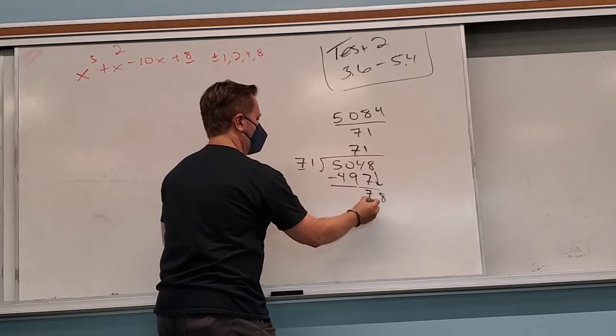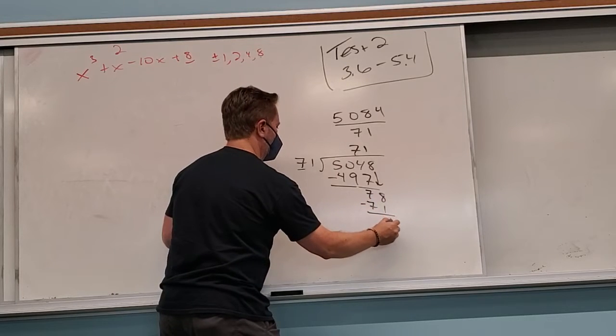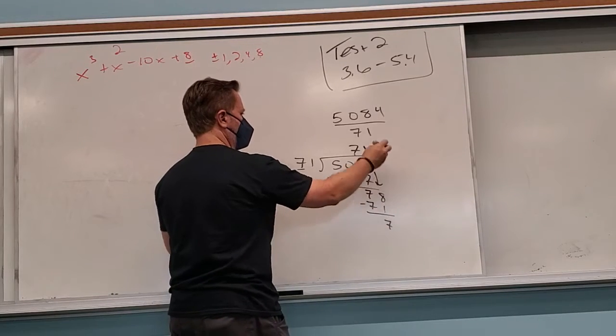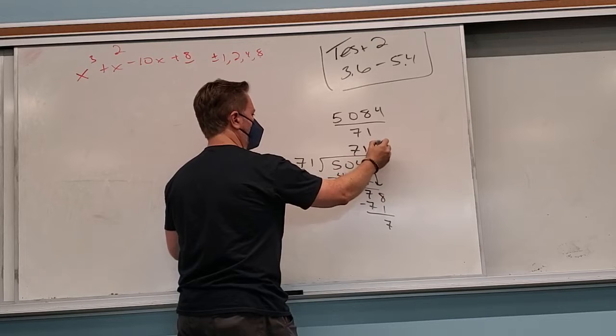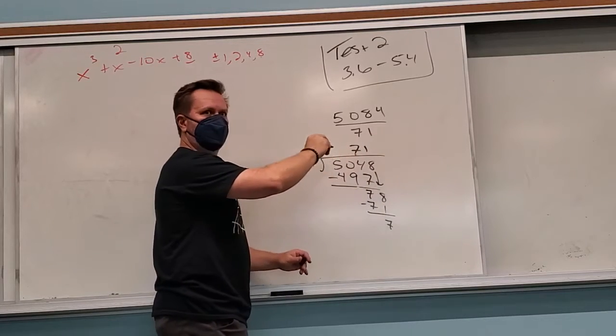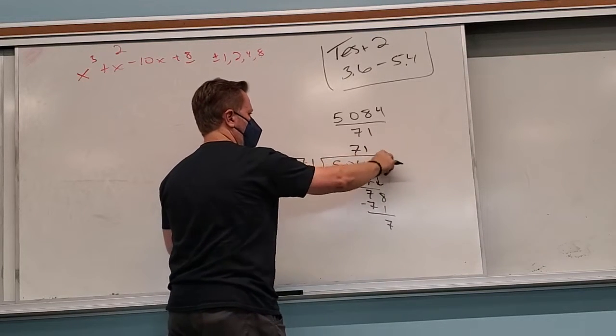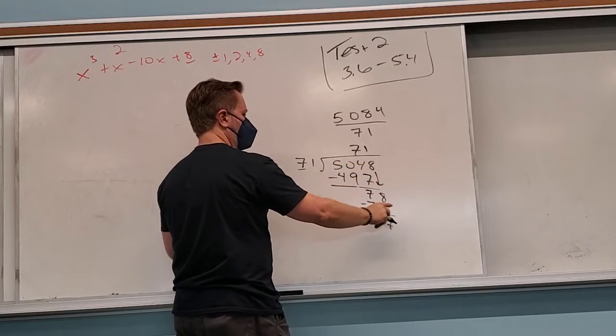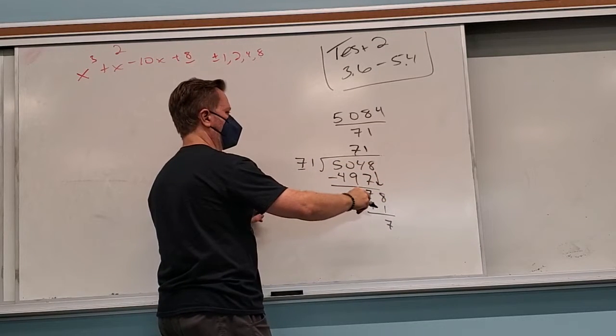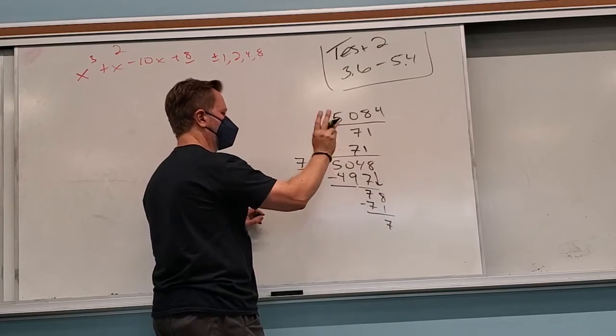1 times 71 is 71. Change the sign. And then what's this? Please don't tell me big R. How do I write this? I don't want decimals. What's the other way to write it?